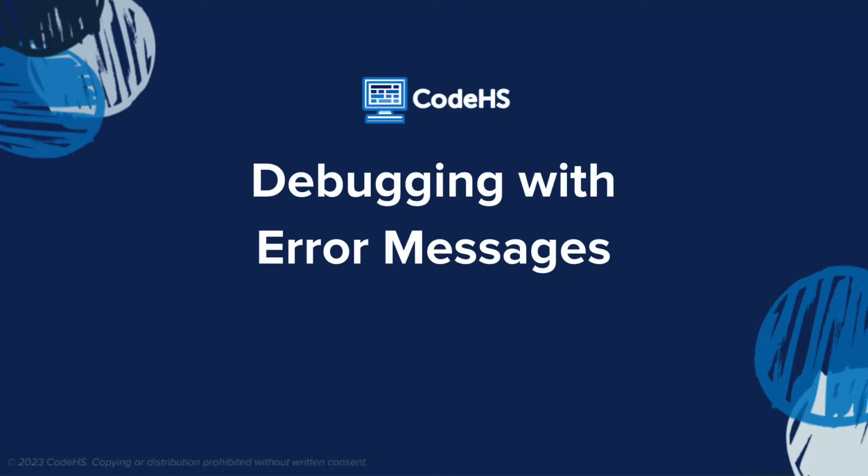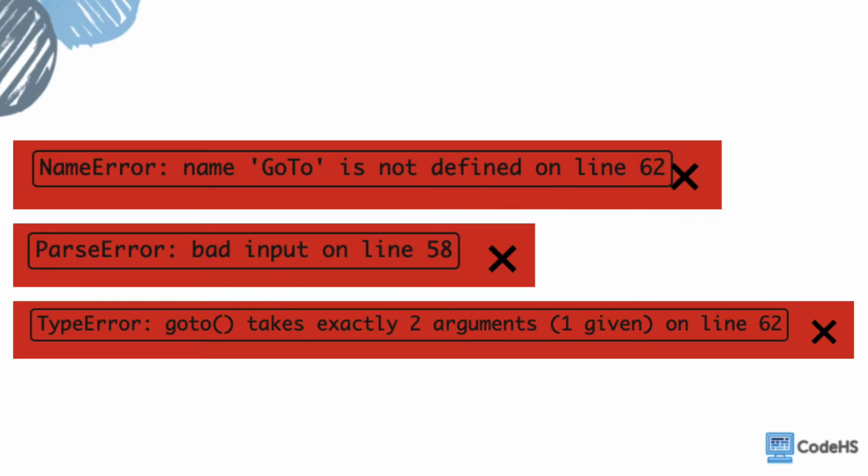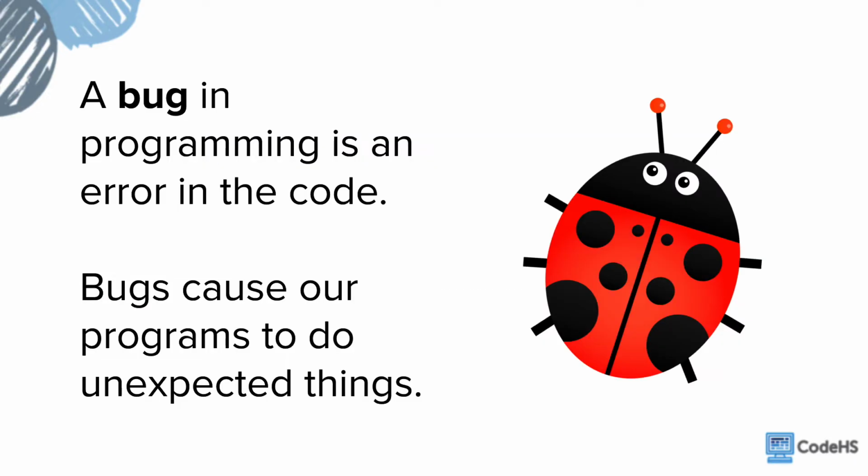Hi, in this lesson, we're going to learn how to debug with error messages. So far, you've used the go-to command in a few Tracy programs. As you were writing your programs, you may have come across a message like the ones shown here. This message means that your program had a bug.